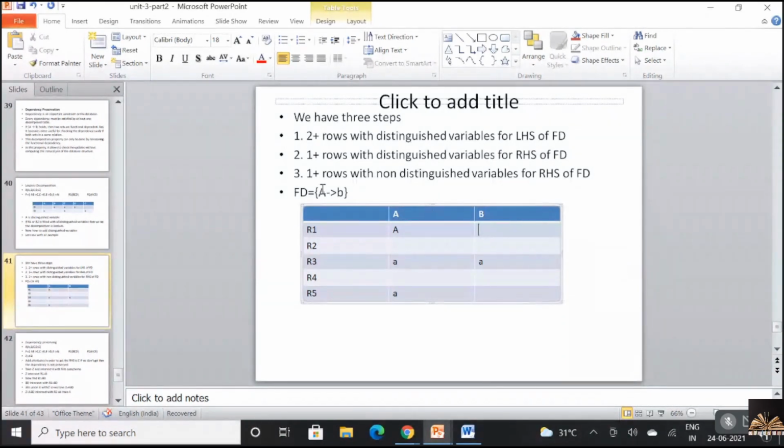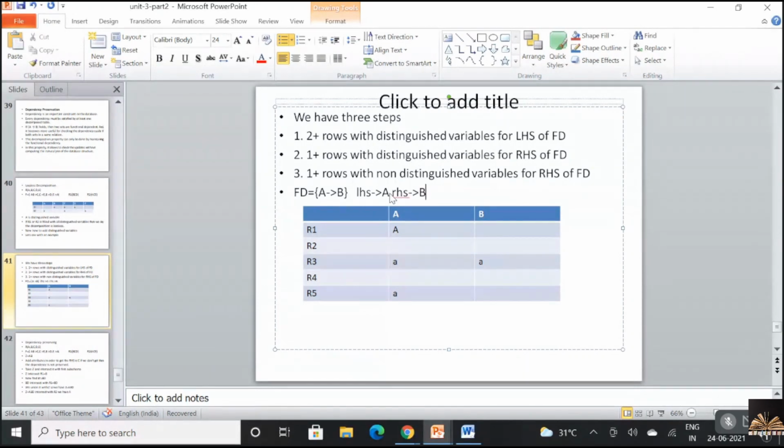So see, A implies B is the FD. Now, what is the LHS? LHS is A and RHS is B, to make it simple for you. Now, at least 2 plus rows with distinguished variables for the LHS of the FD. What is the LHS? A. Do I have 2 rows with a variable A? Yes, there are 3 rows here. So the first condition is satisfied.